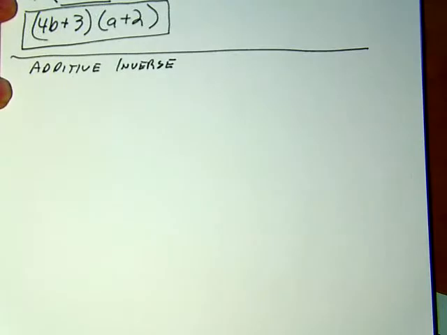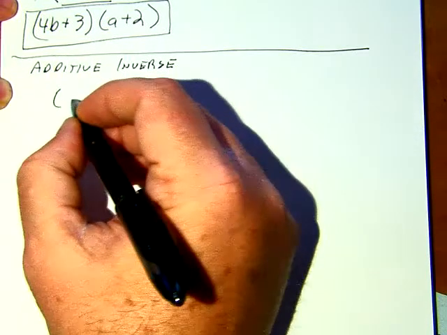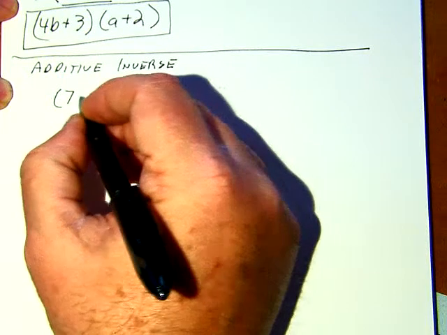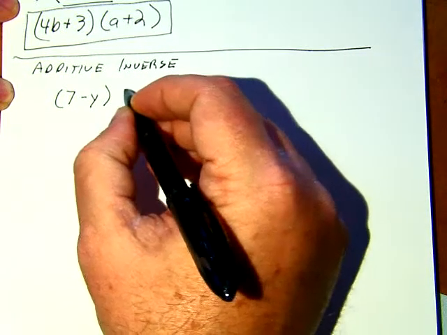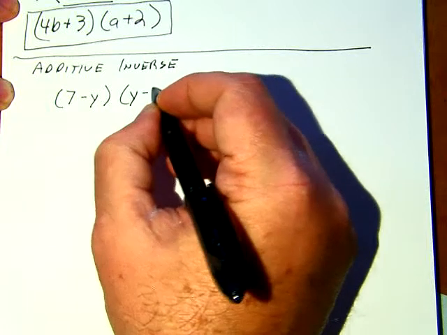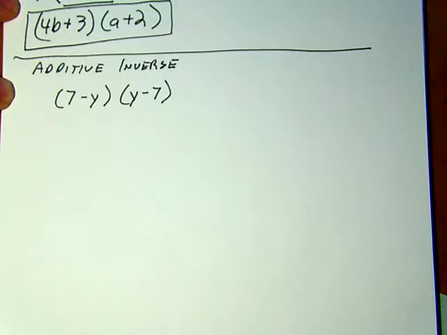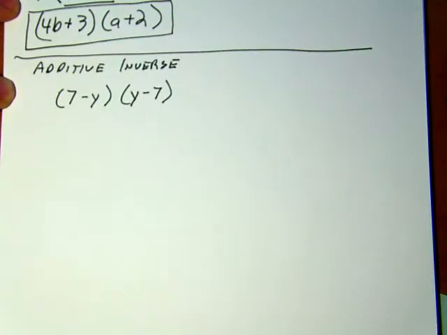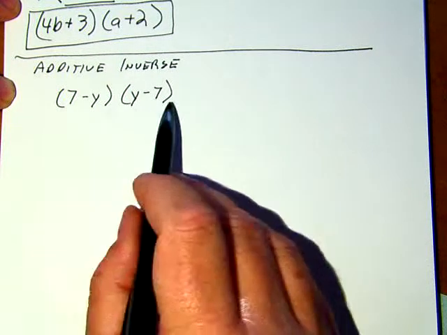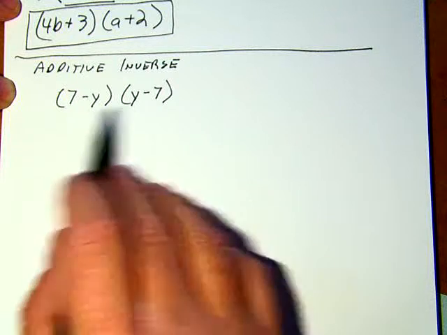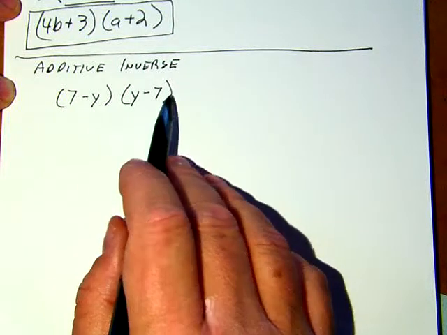This is a special case when you have two binomials. Notice the two different binomials here have the same lettering. They're just opposite of each other: 7 minus y and y minus 7.